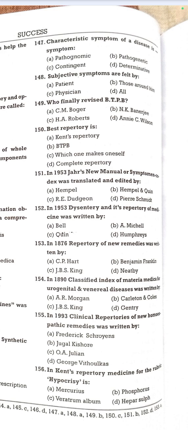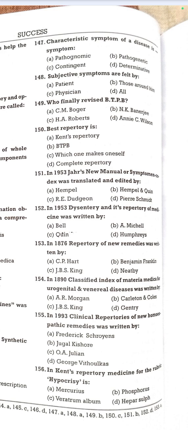149. Who finally revised BTPB? So N.K. Banerjee finally revised BTPB. 150. Best repertory is the one which one makes oneself. This was said by Dr. Kent. 151. In 1953, JAR, New Manual or Symptom Codex, was translated and edited by Hempel and Quinn.